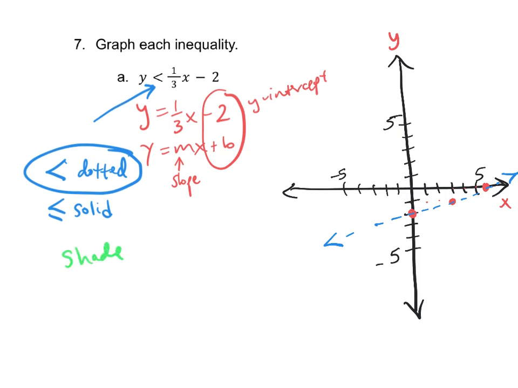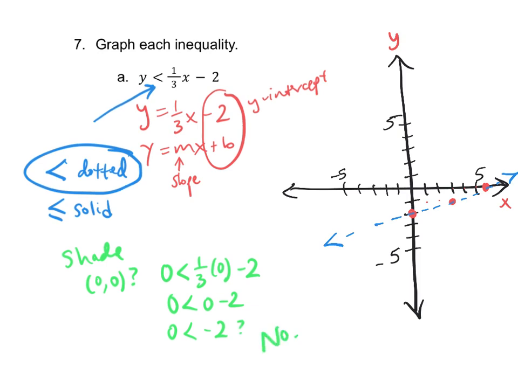I can check a point, let's say 0, 0, and see, is it a solution? So is 0 less than 1/3 times 0 minus 2? Is 0 less than 0 minus 2? Is 0 less than -2? We know that no, 0 is not less than -2. So this point, 0, 0, is not a solution.